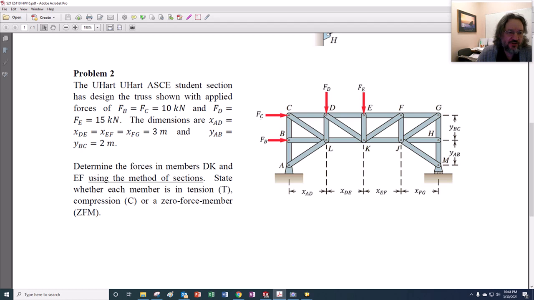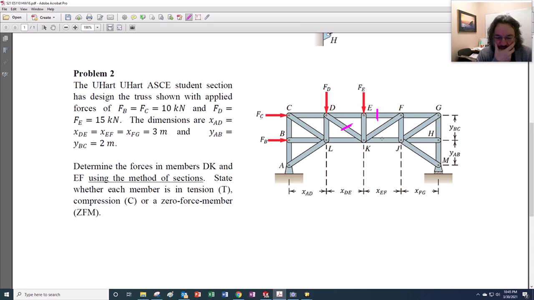And with the applied loads of 10 kilonewtons and 10 kilonewtons and 15 kilonewtons and 15 kilonewtons, and the dimensions are 3, 3, 3, 3, and 2 and 2, and we wanted to determine the forces that are right in here and here.